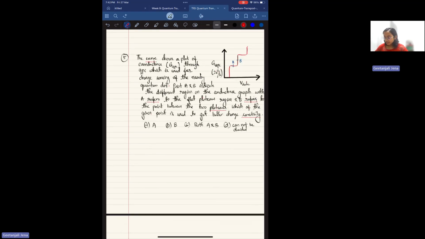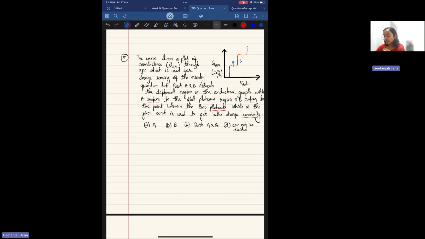Question number 5. There is a plot given to the right side of this question. The curve shows a plot of conductance of quantum point contact, which is used for charge sensing of the nearby quantum dot. Point A and B indicate the different regions on this conductance graph, with A referring to a point on the flat plateau region, and B referring to the point between two plateaus.